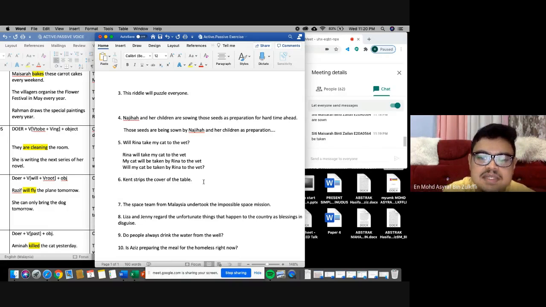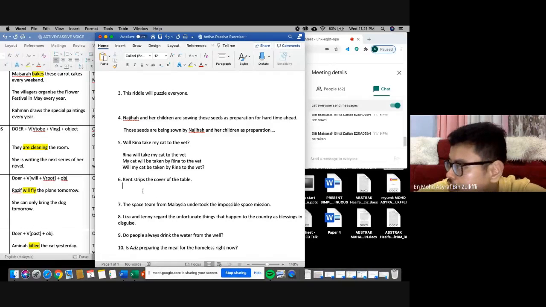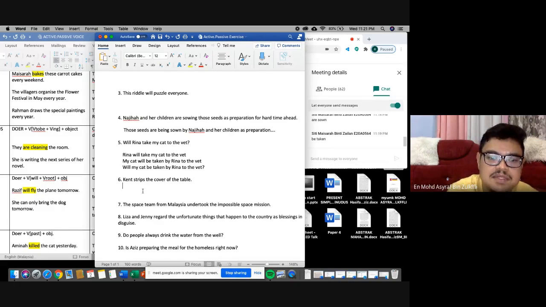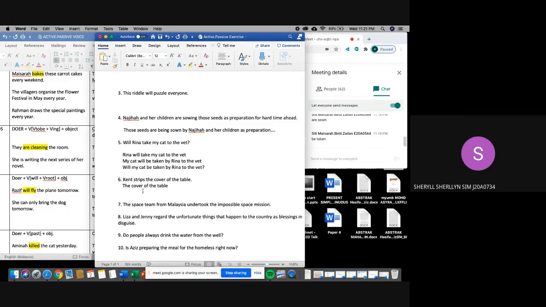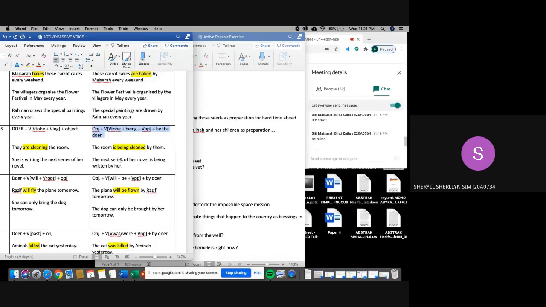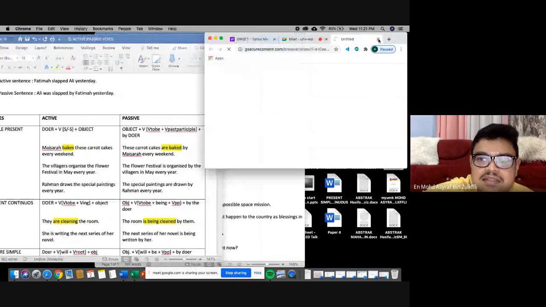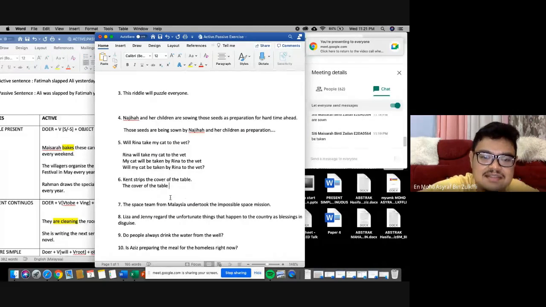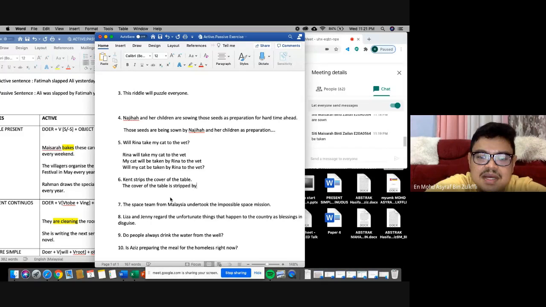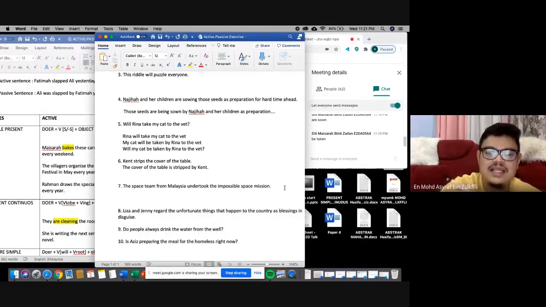Okay, next. Ken strips the cover of the table. Okay, so this one is in the present simple tense, right? Strips the cover of the table. So the cover of the table is stripped by Ken. It is supposed to be in the simple present tense, so is, right? Is stripped by Ken.